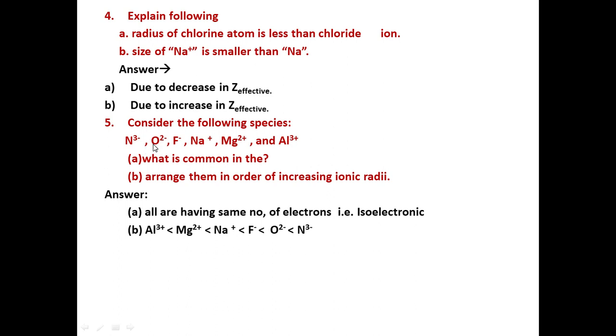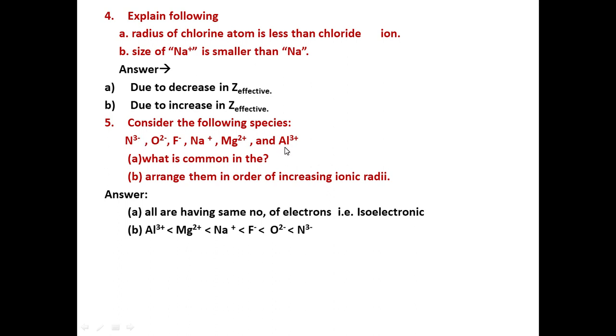The atomic number of oxygen is 8, and it gained 2 electrons from somewhere. So 8 plus 2, that is 10, again 10 electrons. F is fluorine, and 1 minus means it gained 1 electron from somewhere. So again 10 electrons. So all have 10 electrons. That means they all have the same number of electrons, so they are called isoelectronic species. What is common in them? As we increase the atomic number, Z effective increases and leads to a decrease in atomic size.